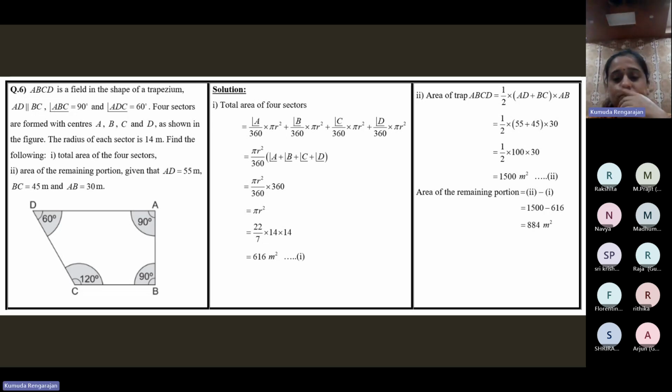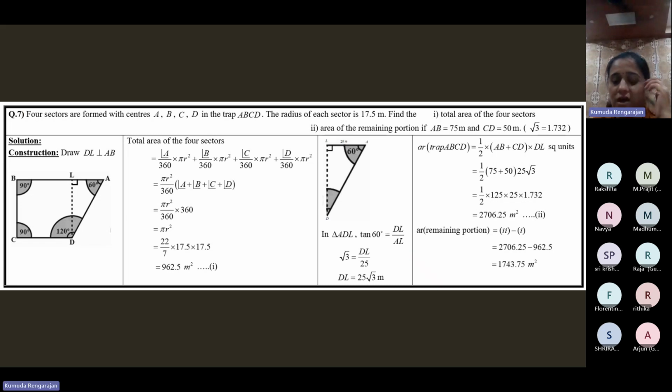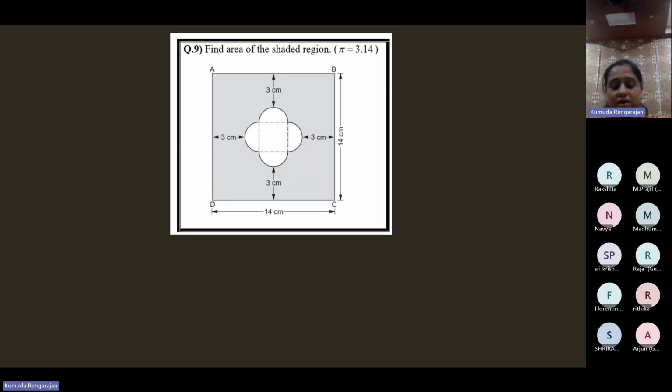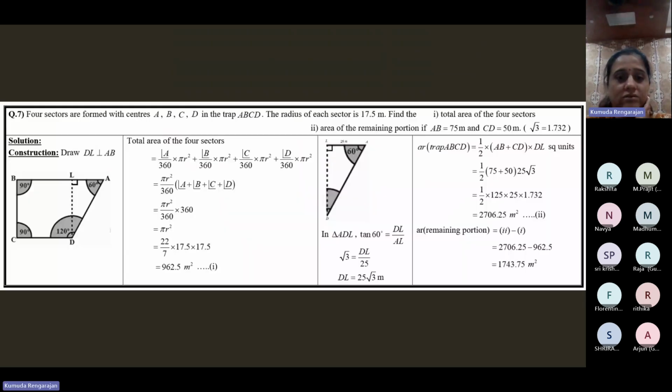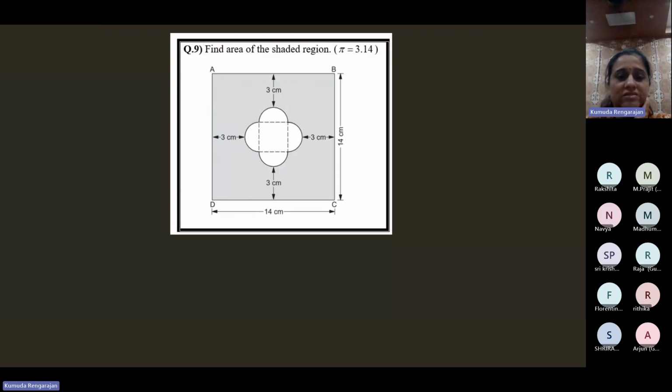Maybe this I'll give you as a test in the next class, these two. That's all. Only till here. Only till this one, children. This and this we'll do in the next class during the session.